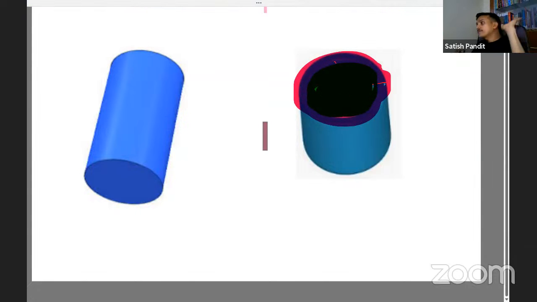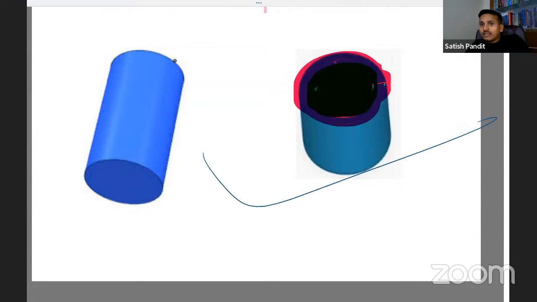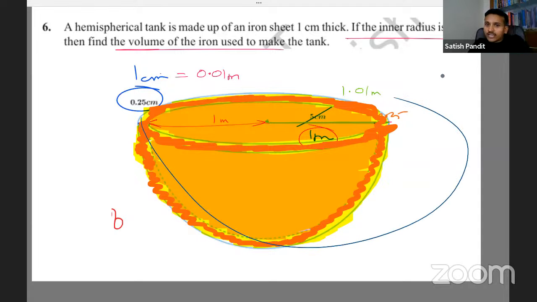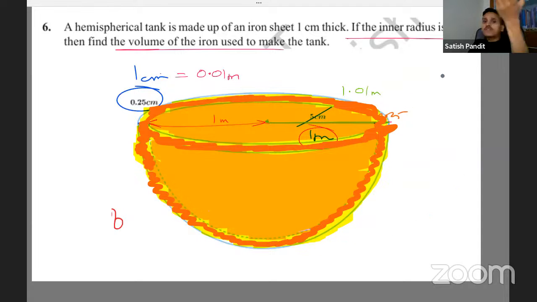Yes or no? Now, if you want to find the volume of iron used to make this hollow one, find the volume with the outer radius and subtract the volume with the inner radius. You'll get this much part, right? Same logic, exactly the same logic we apply here. Here it's hemispherical. So first we find the volume with the outer radius and then we subtract the volume with the inner radius. If you subtract now, you'll get this orange part. Yes or no?